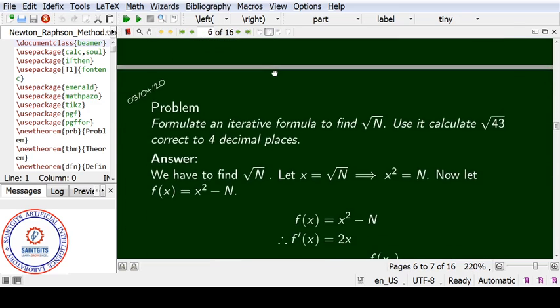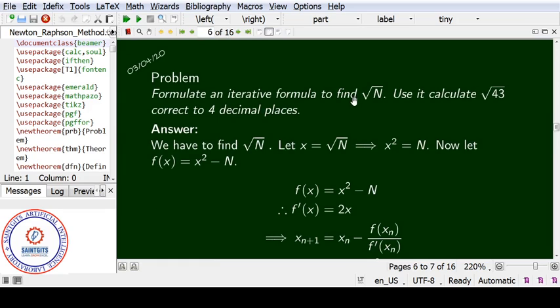Now we move on to the next problem. We are going to develop an iterative formula to find the root of n. So formulate an iterative formula to find the square root of n. Use it to calculate the square root of 43 corrected to 4 decimal places. So we start with this root n. We have to find root n. In algebra, those things which are to be found we write as x. So x equals root of n, and so x square is equal to n. We simply avoid this root of n by taking the square. So x square is equal to n.